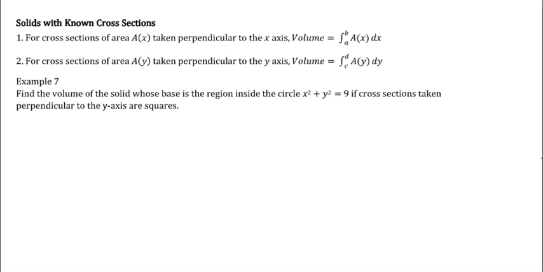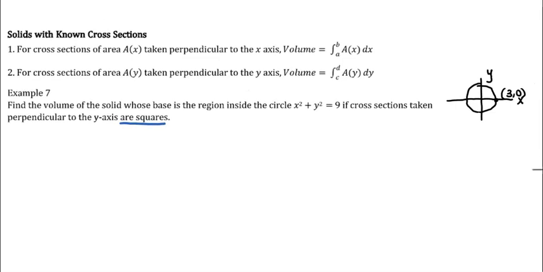So they tell us that we have the volume of a solid where the base is inside the circle x squared plus y squared is equal to 9. I'm going to do a very small sketch of that over here. That's just a circle centered at the origin with a radius of 3. We're going to do a more detailed sketch in a bit. And we're going to be taking cross sections perpendicular to the y-axis, and those cross sections are going to be squares.